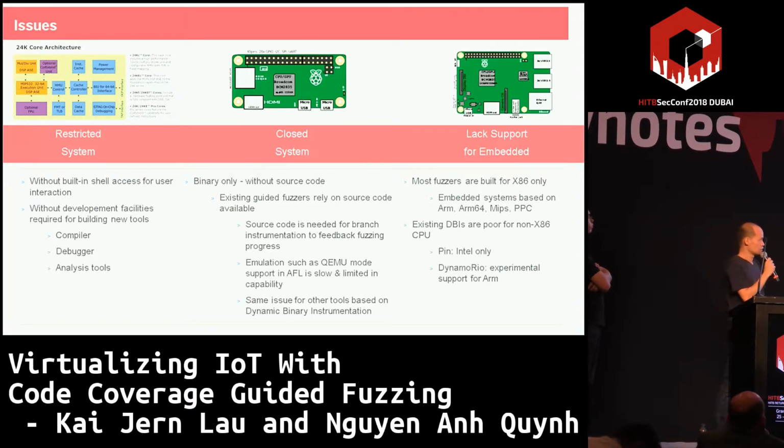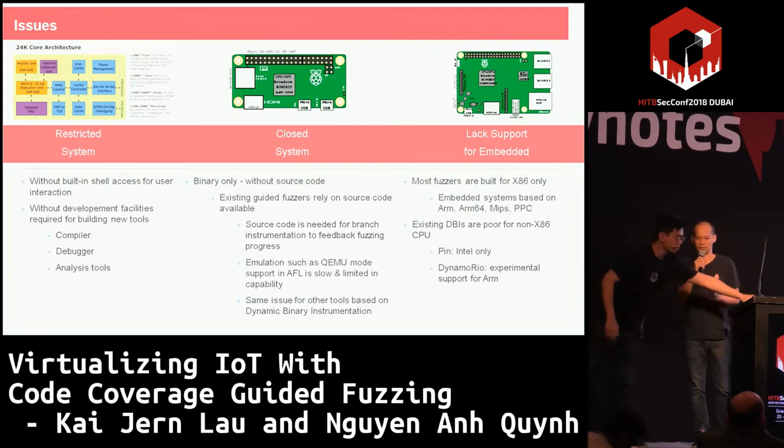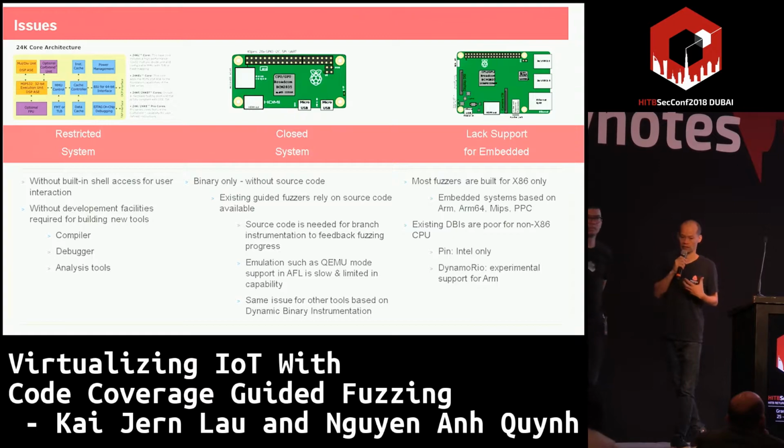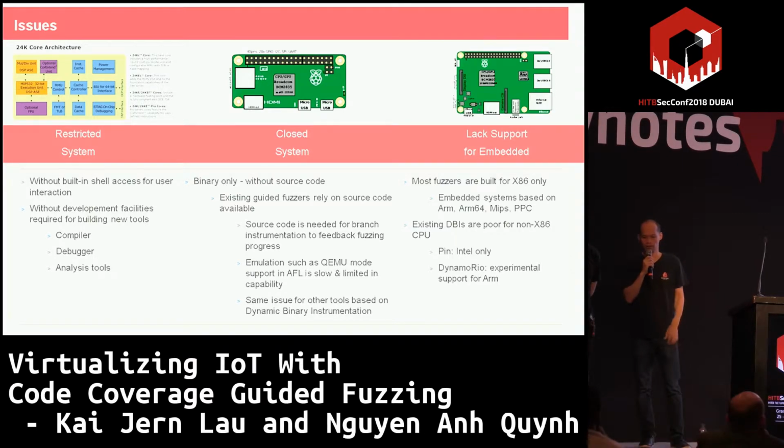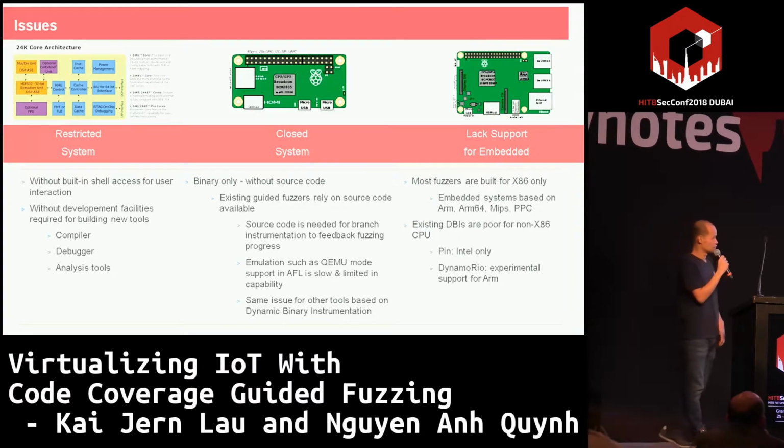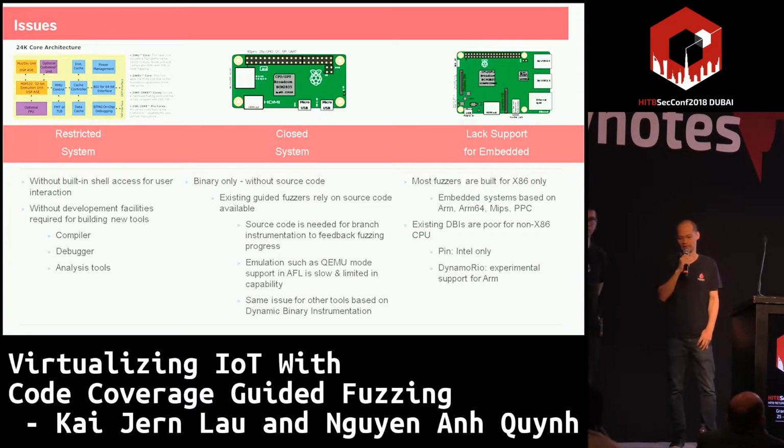The third issue is that most fuzzers are built for Intel CPUs only, which are very powerful. Nobody builds a fuzzer for a much poorer system like an embedded system. All the embedded systems do not run on Intel CPUs, but on different CPUs like ARM, ARM64, MIPS, or PowerPC. So you can see that all the existing guided fuzzers do not work for embedded systems.